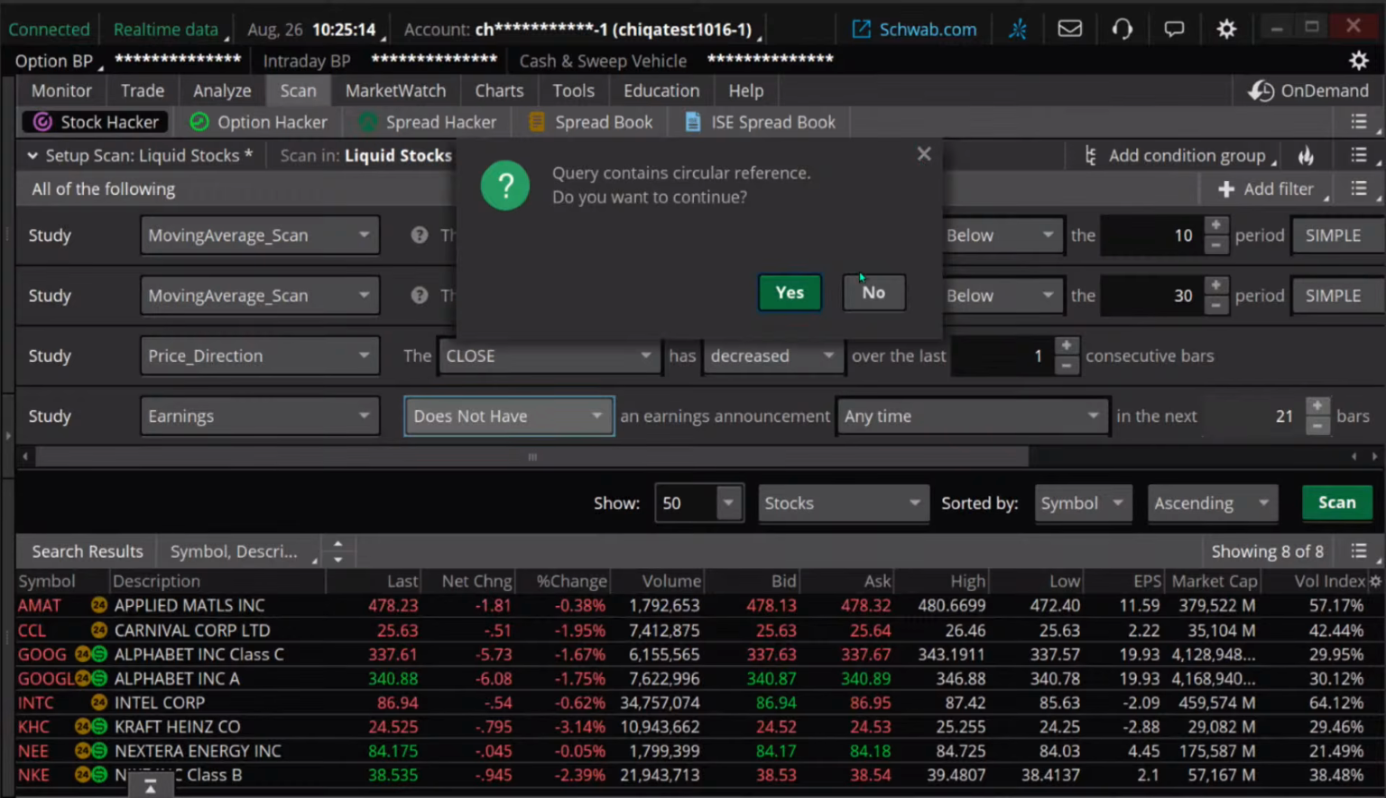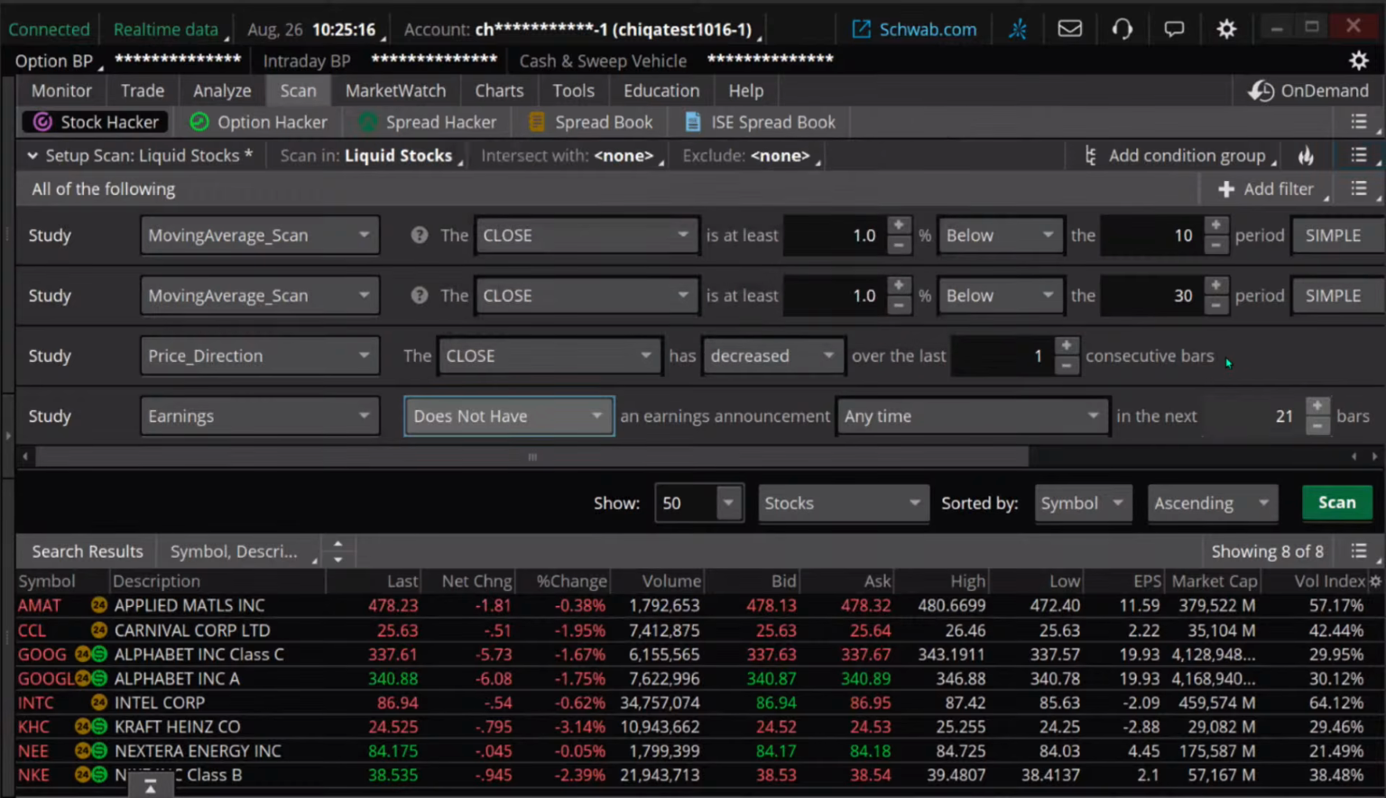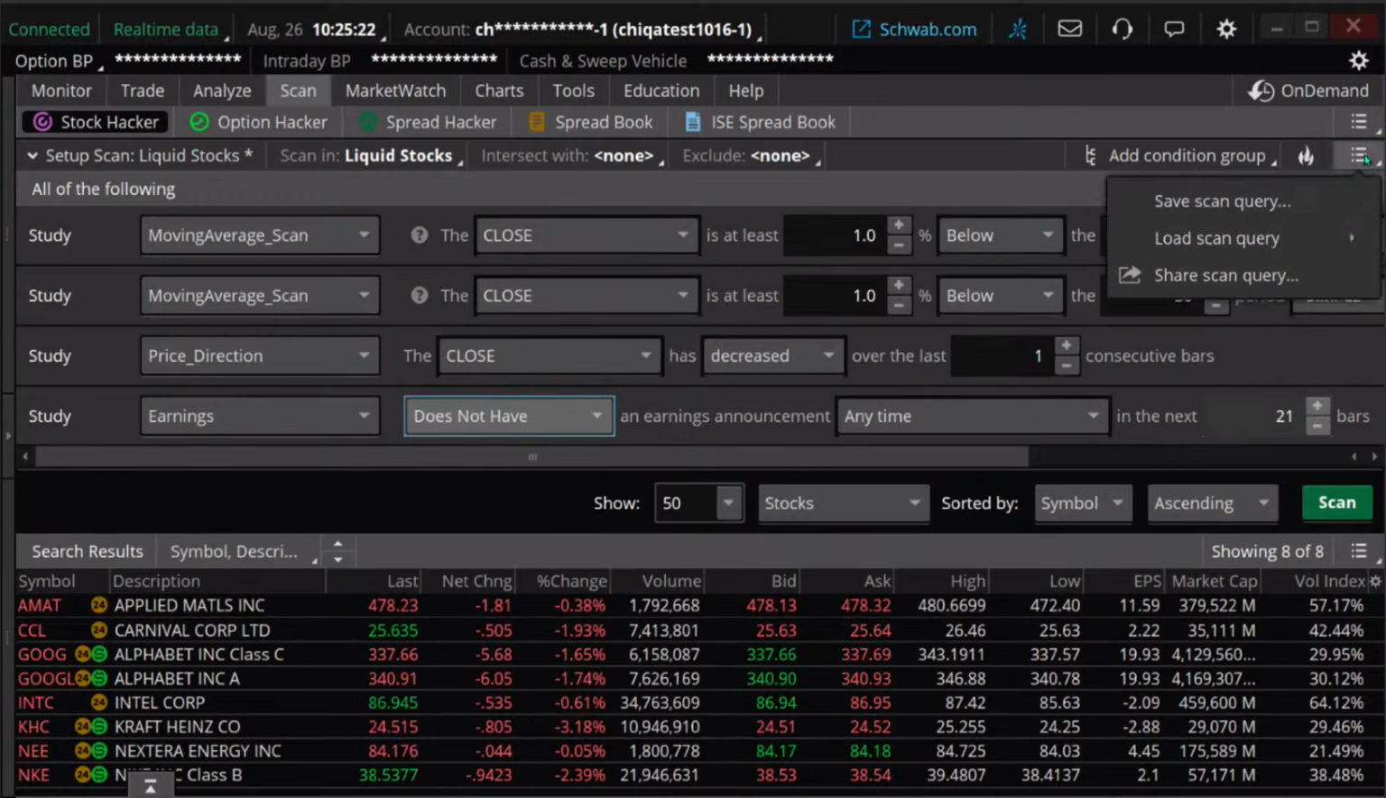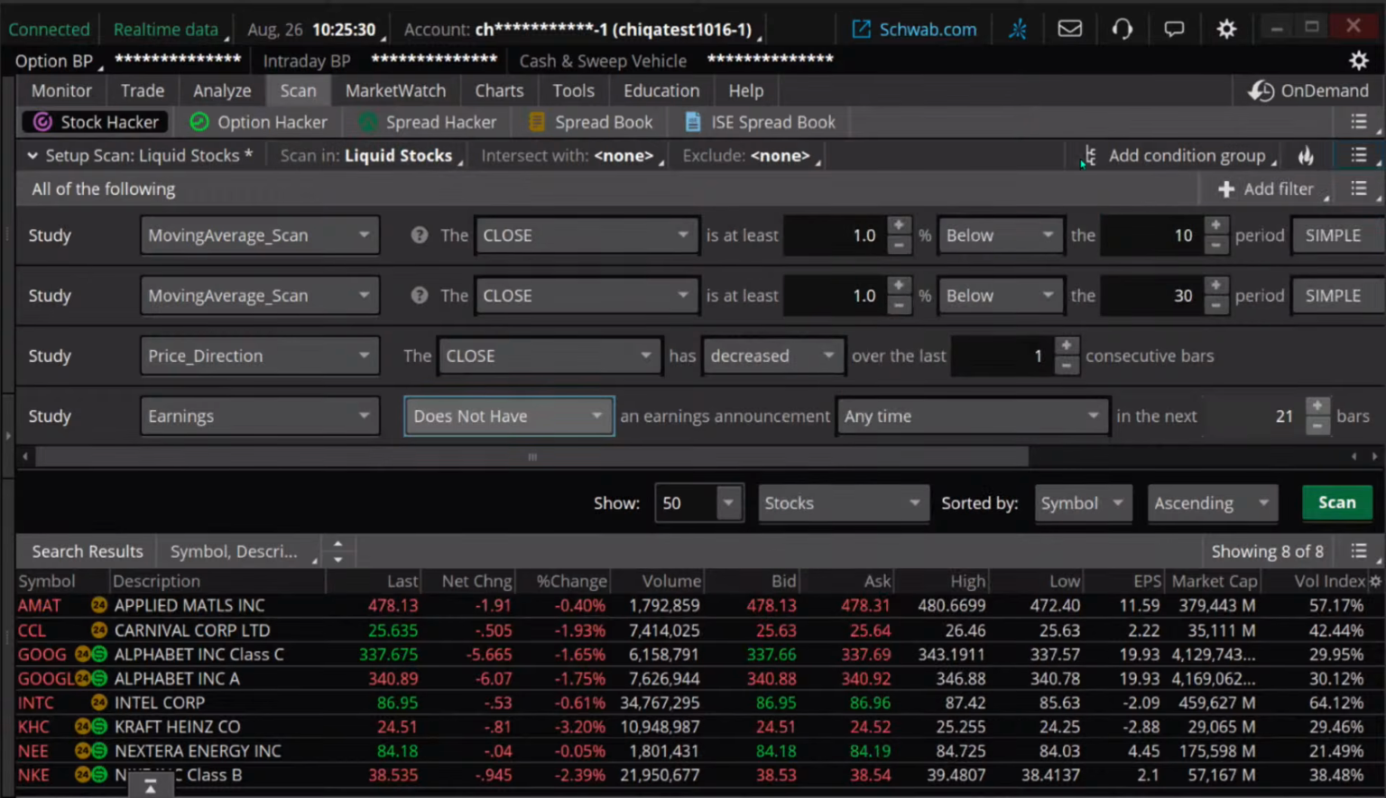Hold on. What did I do? It contains a circular reference. I haven't seen that. Oh, it didn't like that I started with the liquid stocks scan. I can do this. I already had loaded the liquid stock scan.